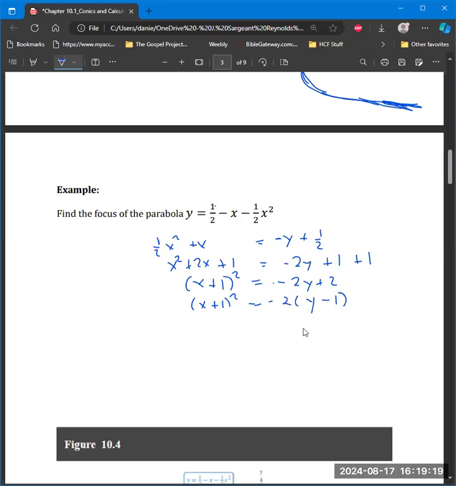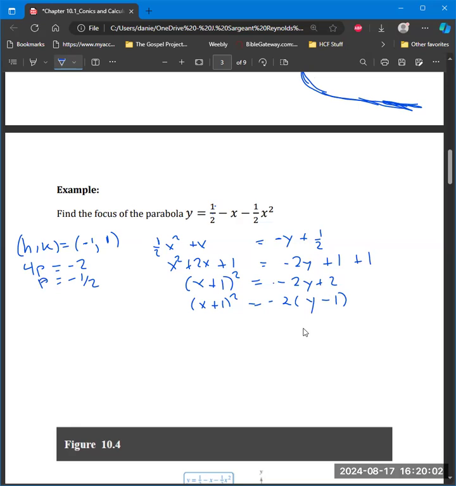Like so. And I've just identified that my vertex h, k is going to be h equals negative 1, which is what makes that factor 0, and k equals positive 1, which is what makes that 0 there. So then I'm going to have to figure out that 4p is equal to negative 2. So p is equal to negative 1/2.